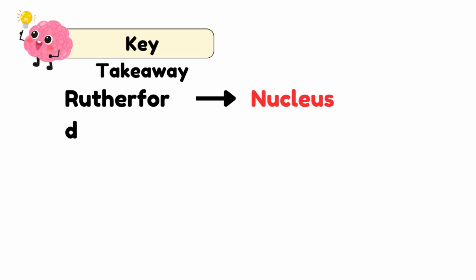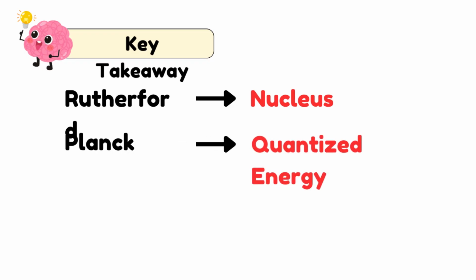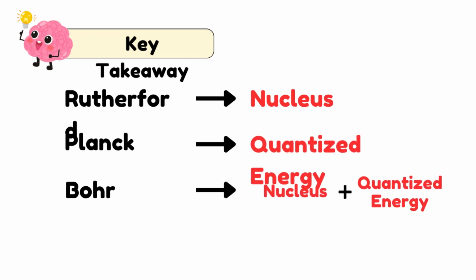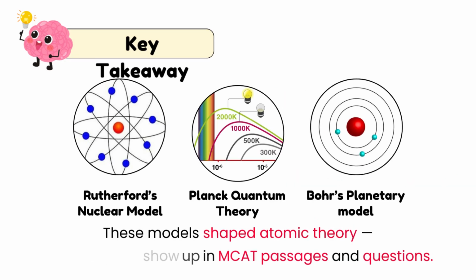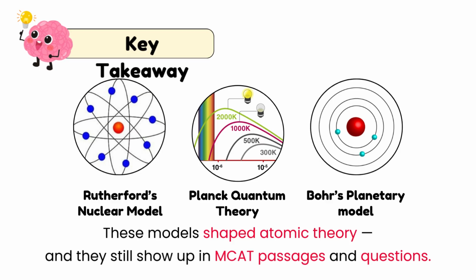Rutherford gave us the nucleus. Planck gave us quantized energy. Bohr combined the two to explain electron transitions. These models shaped atomic theory, and they still show up in MCAT passages and questions.